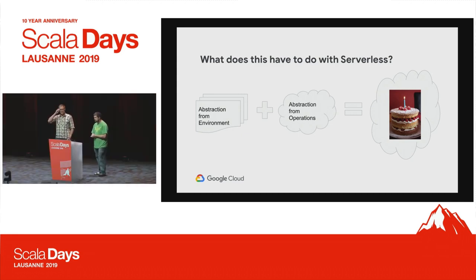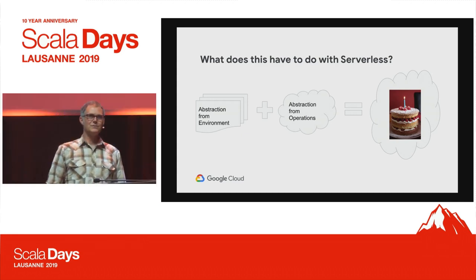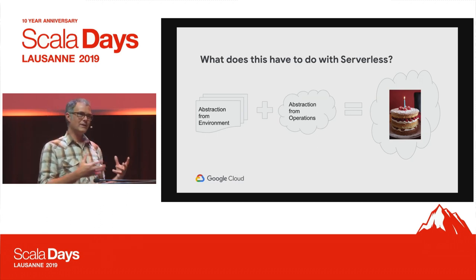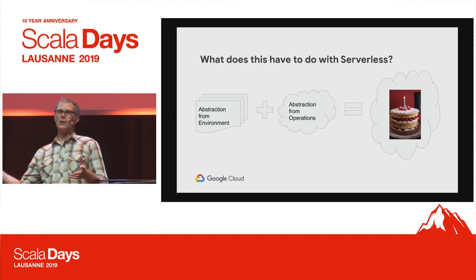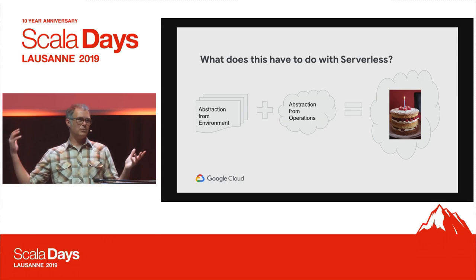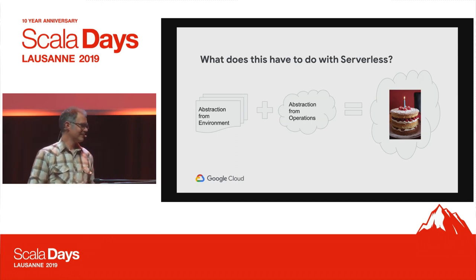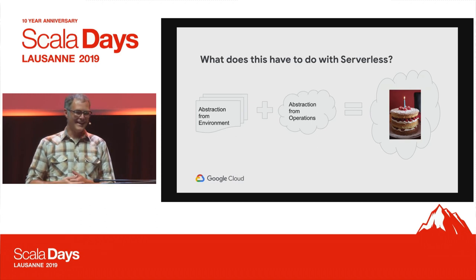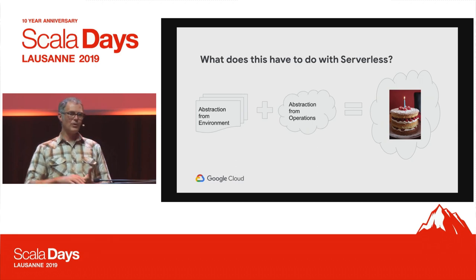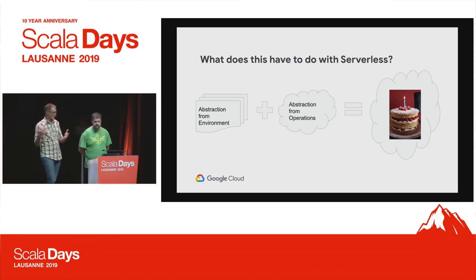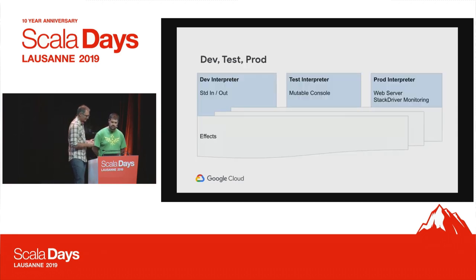Okay, so why have we been talking about ZIO and effects and interpreters? And where I think this gets really interesting is that we can abstract away from our environment. That's what the effects and interpreter separation allows us. And then with serverless, we can abstract away from our operations. And then what we get is a beautiful baked cake in the cloud. Bake our cake in the cloud. And so those two allow us to have an application that is portable across environments and then don't have to think about the operational side when it's running in the cloud. So nice combination there of things.